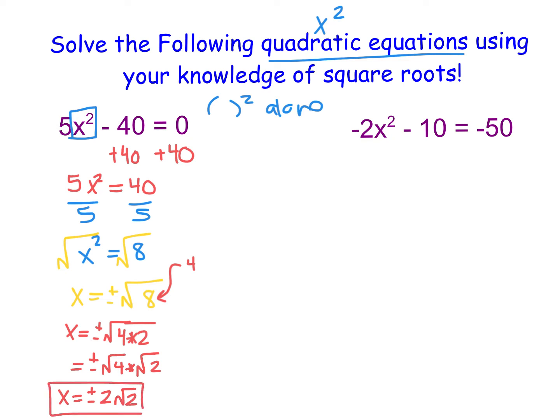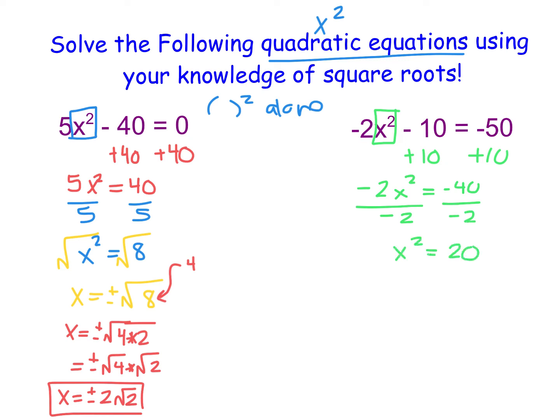Now if we look over there at example 2, again, our goal is to get this part that is squared by itself. So we're going to add 10 to both sides. So we have negative 2x squared is equal to negative 40. Divide both sides by a negative 2. We have x squared is equal to 20. Now at this point, I need to get my x value by itself. In order to undo a squared, I need to square root both sides. When I square root a square, I know that there's two possible answers. So I know I'm going to have plus or minus the square root of 20 as my answer.